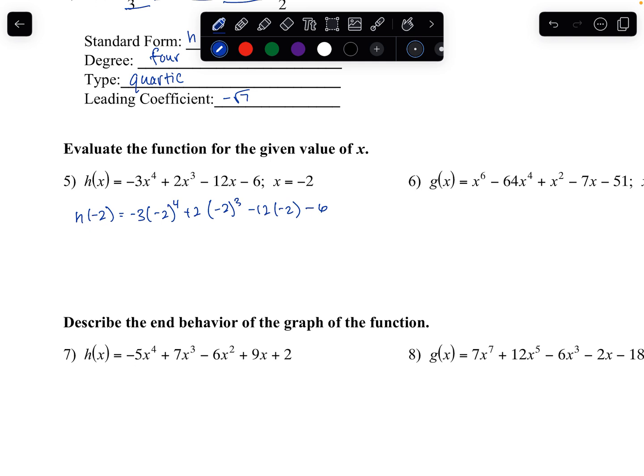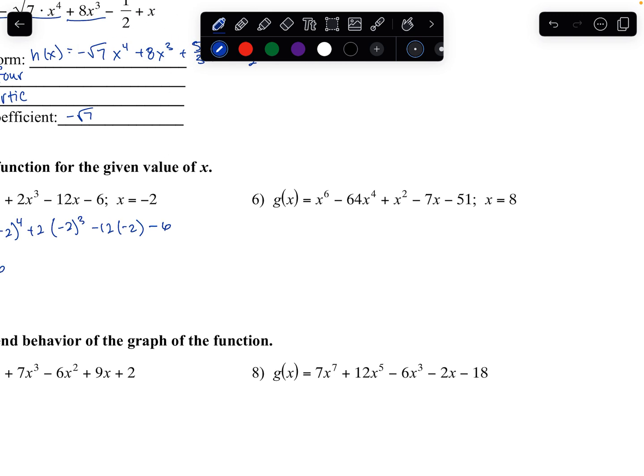Okay, and so I'm going to pull up my calculator, and that's what I'm going to do right here. Just plugging in negative 2 where it needs to be. So negative 2, okay, so negative 3 to the fourth plus 2 to the third minus 12x minus 6. And I have negative 46. So h of negative 2 is equal to negative 46. That's what I have anyways. Okay.